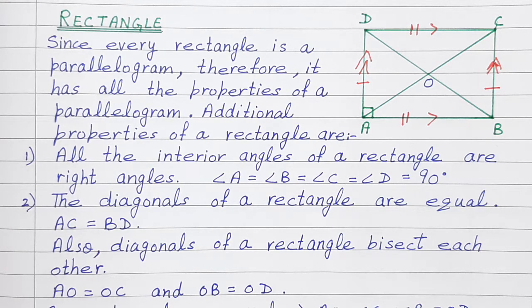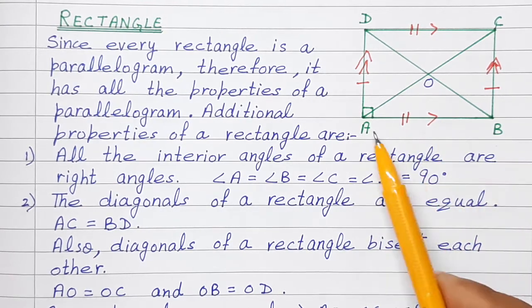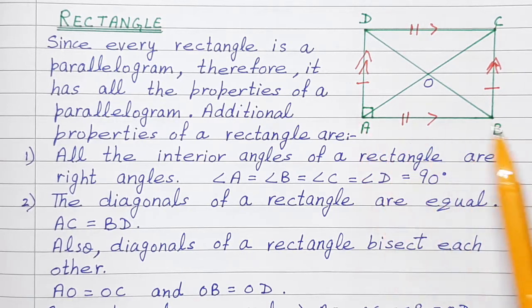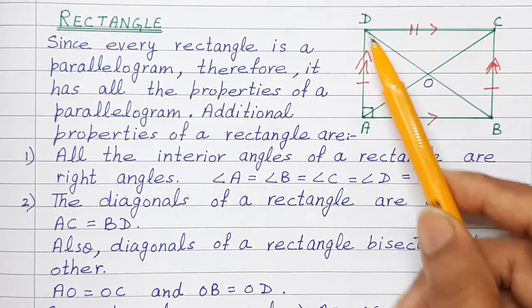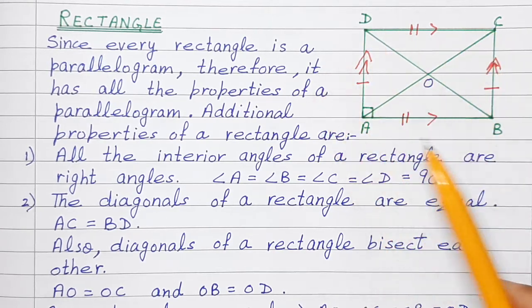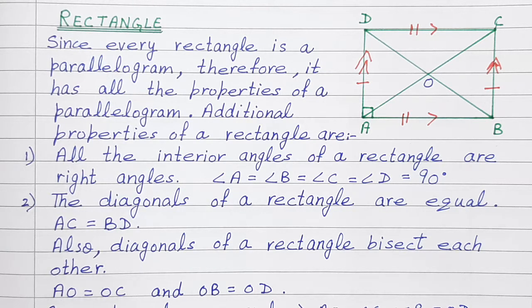Children, there was one more property of a parallelogram, that is, the sum of adjacent angles is 180. Angle A plus B is 180, B plus C is 180, C plus D and D plus A. All the sums of adjacent angles are 180 degrees. So in a rectangle, we apply all the properties of a parallelogram, since a rectangle is a part of a parallelogram only. Right? I hope the properties of a rectangle are clear to everyone. Very good.